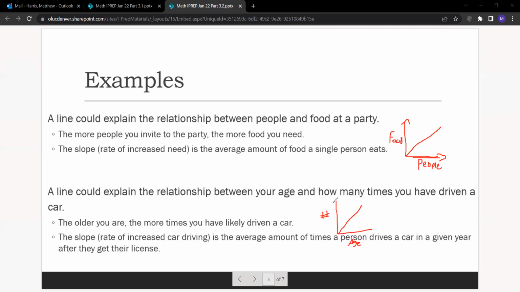Something to note about these two lines is we have our variables: food and people, and your age and the number of times you've driven. You might be wondering, how do I know which variable to put on which line? First, let's identify these. This line, our up and down line, is our y variable. And this line, our left to right line, is our x variable. So we have x and we have y. The x value is going to be known as your independent variable.